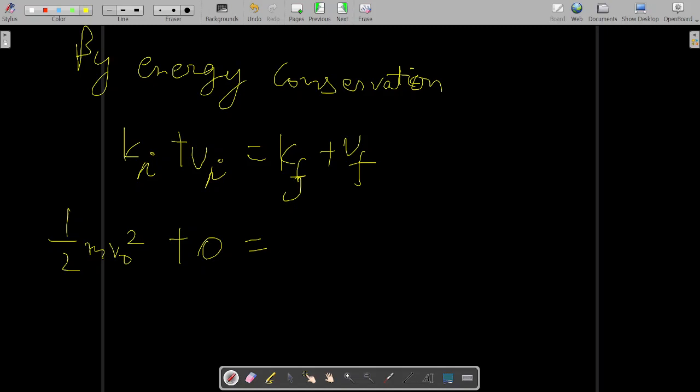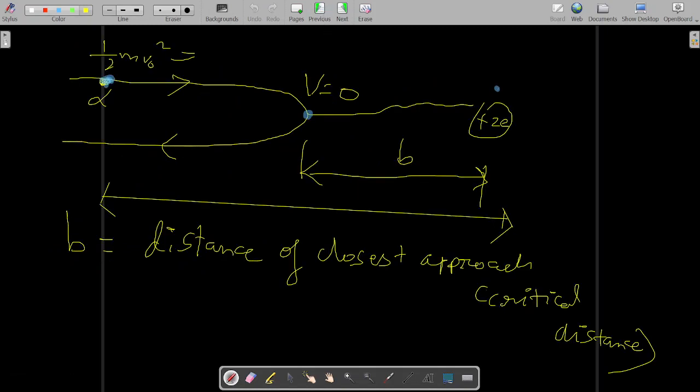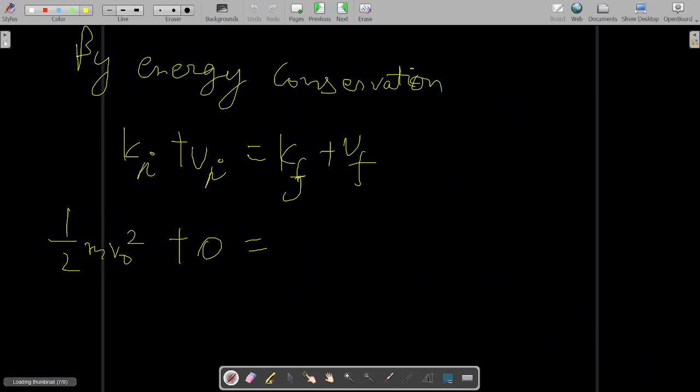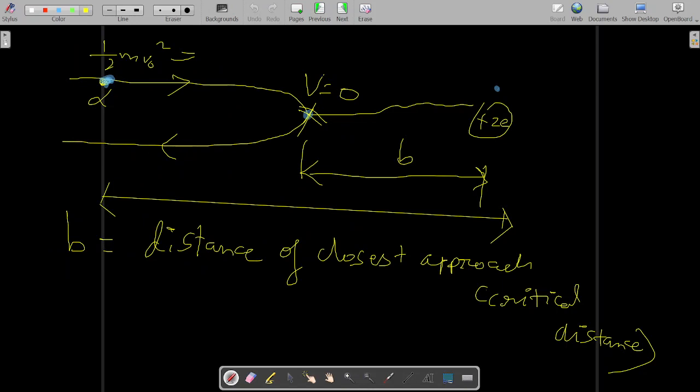Then what is the final kinetic energy? It will reach up to here. At this point the kinetic energy will be zero because it will come to a momentary halt. So the final kinetic energy is equal to zero, and the potential energy will achieve a maximum. So what will be the maximum potential energy?